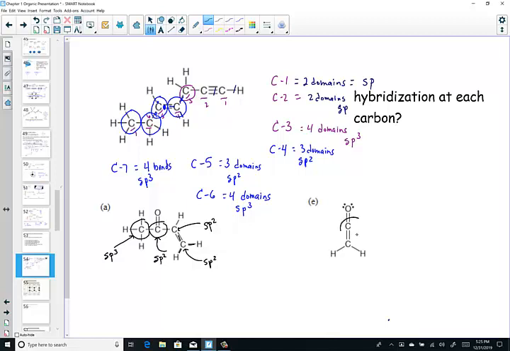Here's a carbon with 2 domains. So therefore, it's linear with an sp hybridization. And this carbon has 3 domains. Therefore, it's an sp2 trigonal planar hybridized carbon.